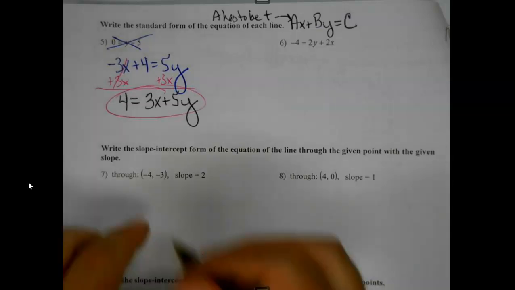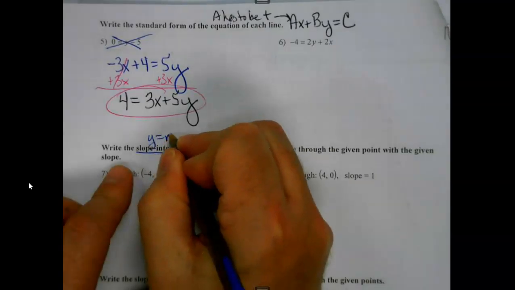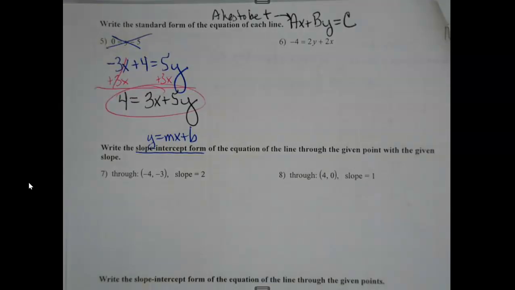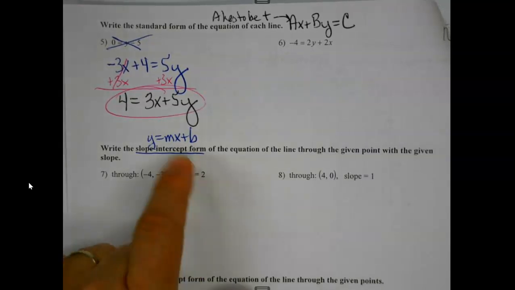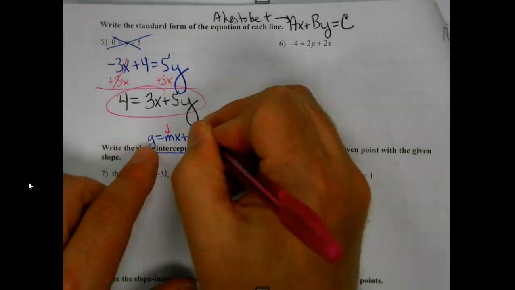Okay. Our equations. Write the slope-intercept form. Okay, y equals mx plus b. We were doing that to graph. Write the equation of the line through the given point with the given slope. Okay. So there's two ways I could actually do this. So they told me the slope, so I got that part. For me to get the equation, I got to get both of these.